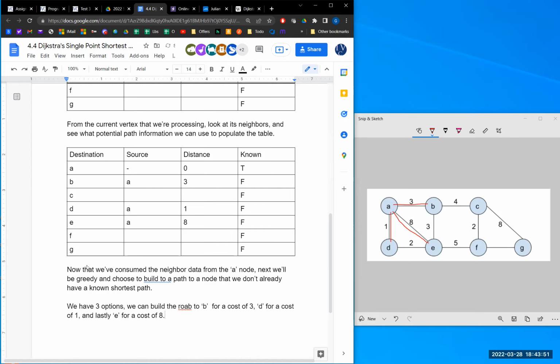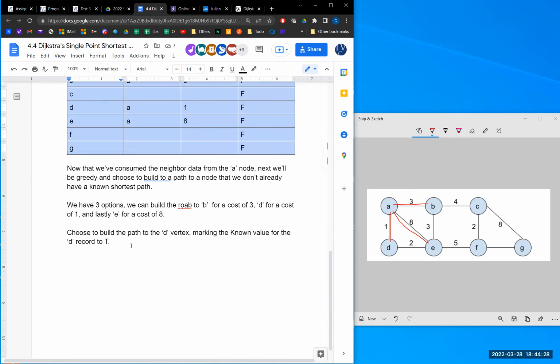Since we're trying to minimize the total path distance, we'll take the shortest path. So we'll choose to build the path. And I just realized I didn't make the data the way I meant to. That's fine. We'll get there. To the D vertex, marking the known value for the D record to true.